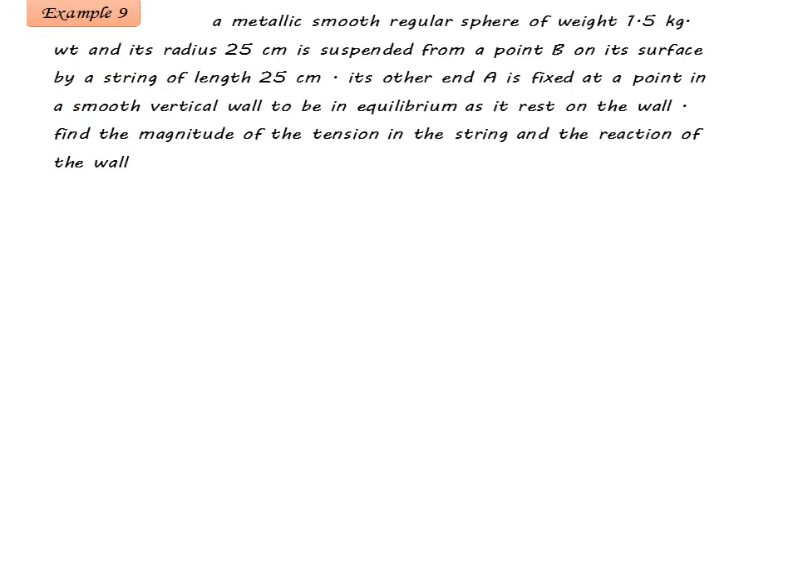Metallic sphere. Regular sphere means that the weight acts at the center of the sphere. The weight equal 1.5 kilogram weight and its radius equal 25. Now we have the first force, the weight of the sphere vertically down 1.5, suspended from a point B on its surface by a string of length 25 centimeter. From a point on the surface, we have a string.